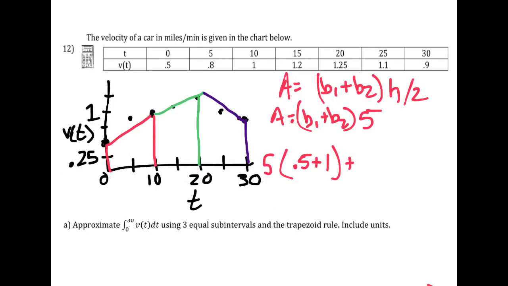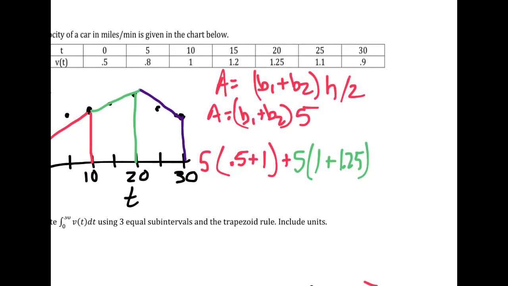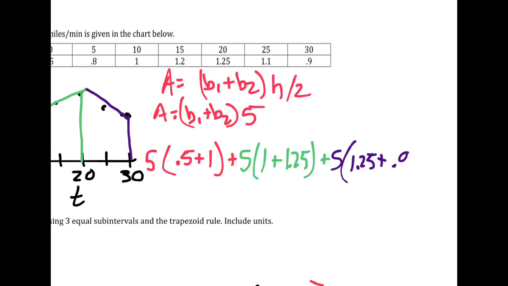And then we need to add to that the green area. And so we're going to get that first y value, which is at 10, which is 1, plus the second y value there at 20, which is 1.25, multiplied by 5. And then we need to add to that our purple trapezoid, which again will be multiplied by 5, times that first endpoint, which is the last one we used, 1.25, plus that last endpoint, which is 0.9.